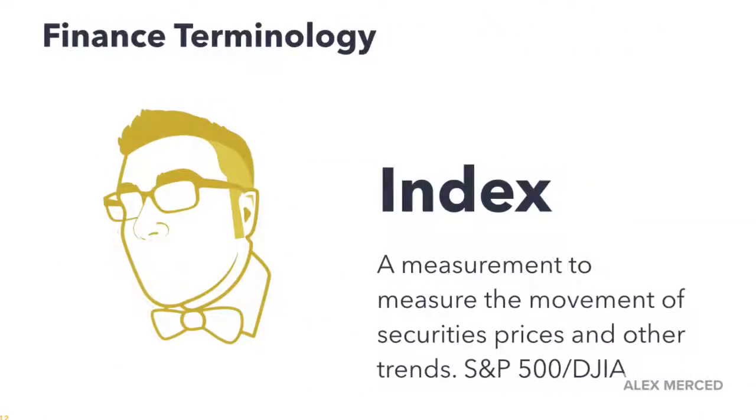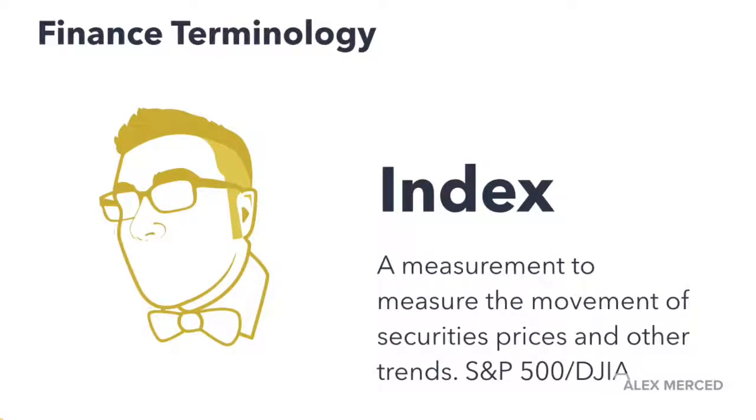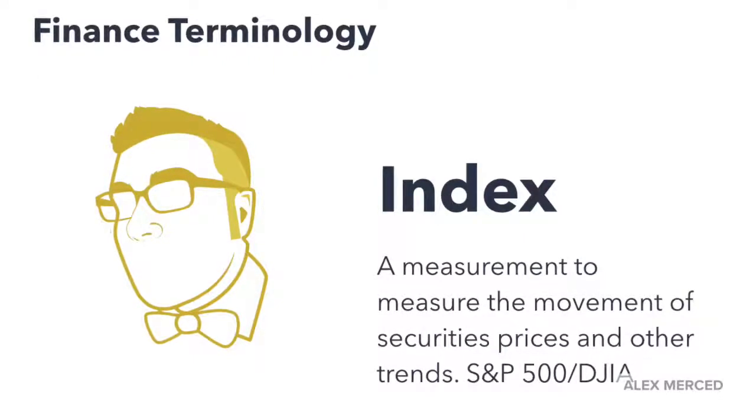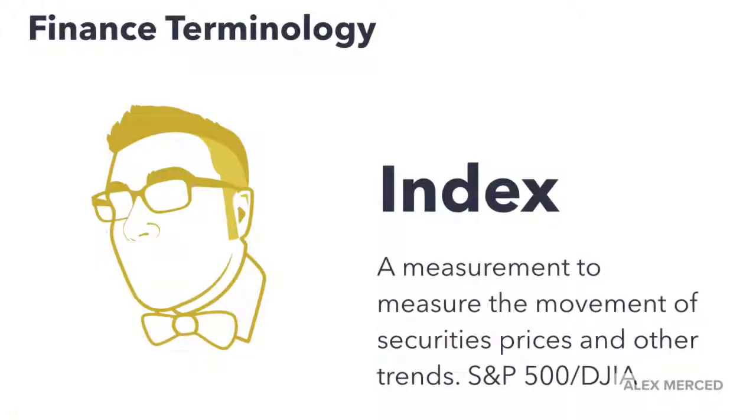An index, a measurement to measure the movement of securities prices and other trends. A couple examples are the S&P 500 and the Dow Jones Industrial Average. Most indexes are just taking the prices of groups of stocks to help measure the trend in a particular sector of the economy, of the market overall, and other indexes measure things like volatility of the market, but they're all there to help measure the direction of something that might not be otherwise easily measurable.